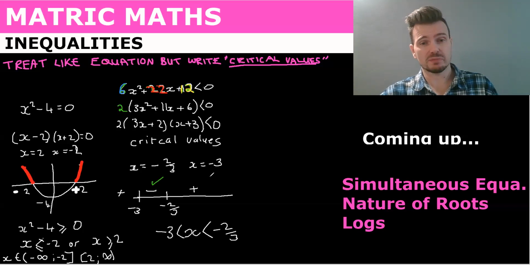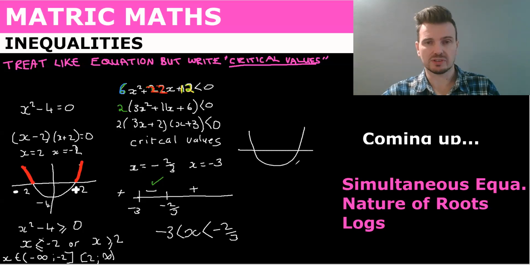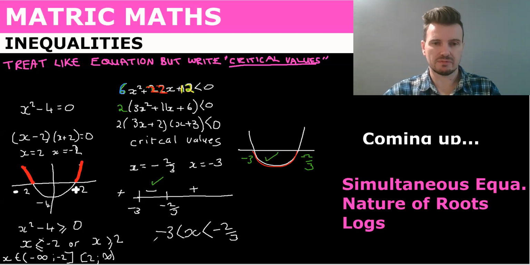The second way is a bit quicker. You look at the value in front of the x squared. Is it positive or negative? We see that it's positive, so we know it's a smiley face graph, and it's going to look like that. Then you ask, where is it negative? It's negative over here, so it's between those values. I'll do it in green: between negative 3 and negative 2 over 3. And we would put exactly the same value as we did before, and so that's our final answer.